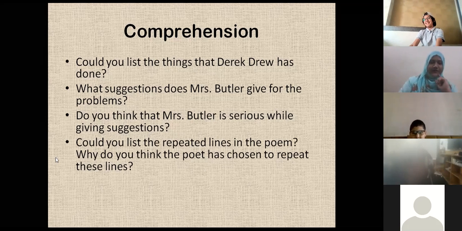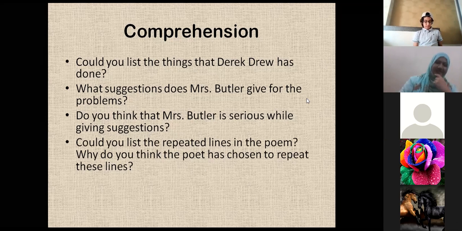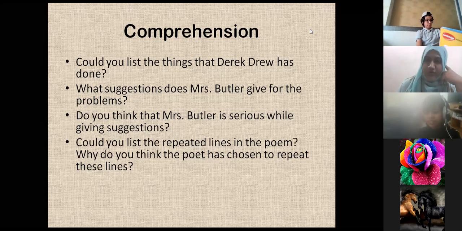Oh my God. Now, could you list the repeated lines in the poem? Yes, ma'am. Please, Mrs. Butler. This boy Derek Drew. Yes, yes. And keeps, ma'am, keeps. Lines, I want lines. I don't want words. Okay, so, ma'am, please, Mrs. Butler is one line. Very good. This boy, Derek Drew. Do whatever you think has been repeated.